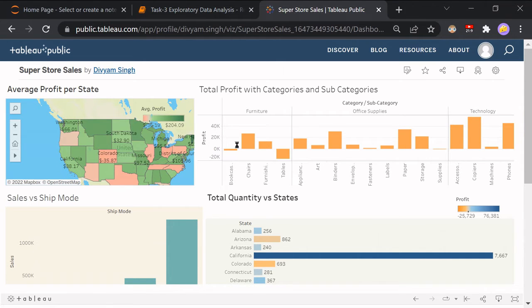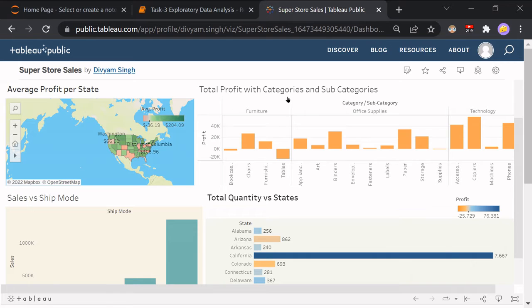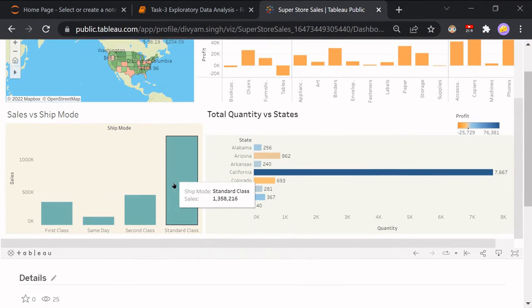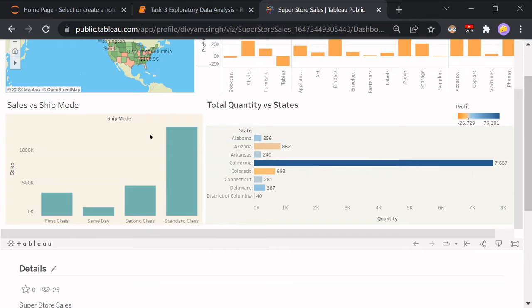On the right side the chart is total profit with categories and subcategories. The upper three labels are the categories and the lower ones are the subcategories. You can also see that the chairs from the furniture are giving us a nice profit, whereas the tables are going in loss. In the office supplies, the most profit is coming from paper and binders, and in technology, it's coming from the copiers.